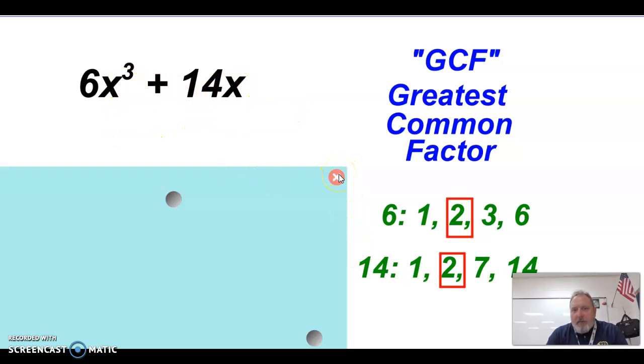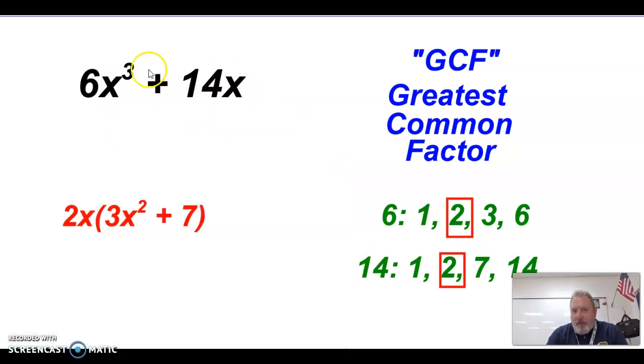So our greatest common factor is going to be 2x. We're going to divide that out. So if I take 2x out of here, I'm left with 3x squared. And if I divide 2x out of here, I'm left with 7. How do we know we did this right? Well, if we distribute, we should end up back to our original expression. So 2x times 3x squared, 6x cubed. 2x times 7 is 14x. So we are golden. So again, this is a very basic example where all we can do is take out the greatest common factor.